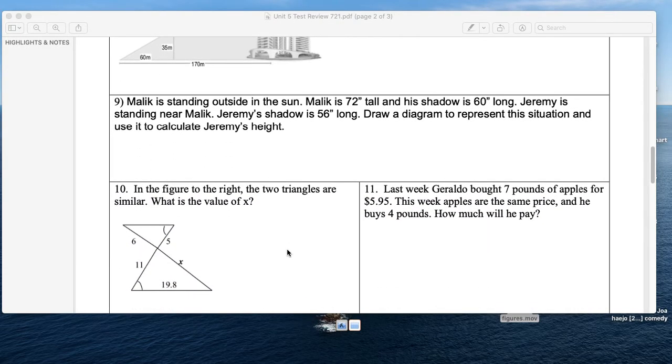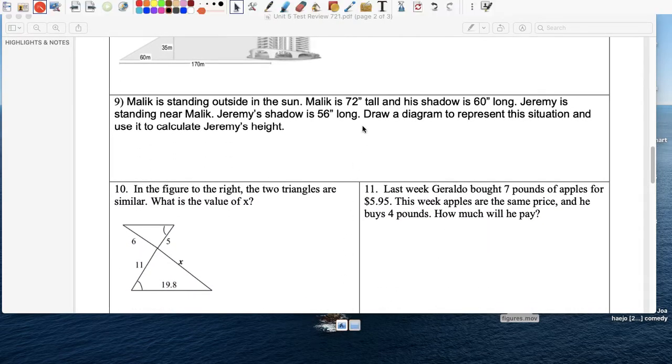Again, Malik is standing outside in the sun. He's 72 inches tall. That's him right here, 72 inches tall. And his shadow is 60 inches. So here's his shadow. Inches, by the way. And Jeremy's standing near Malik. Jeremy's shadow, the other kid's shadow, is 56 inches. That's his shadow.